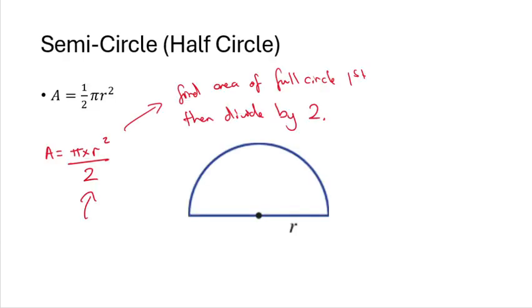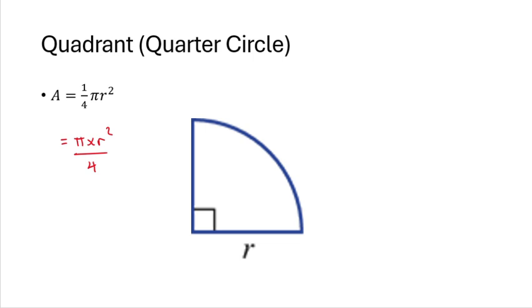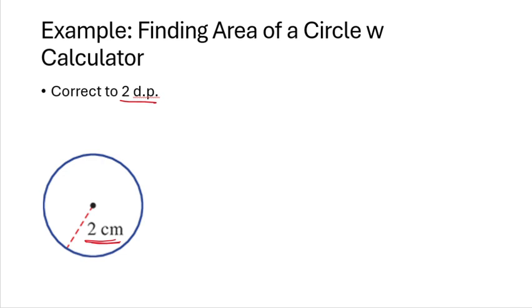Now you have semicircles, okay? So a semicircle is just a half circle. Looking at this diagram here, it's pretty easy to find. You can just use this formula that I've written down. Or what you can do is find the area of the full circle first and then divide that by 2. It makes sense. Now you have a quadrant, aka quarter circle. Same thing. You can do this, or you can find the area of the full circle first and then divide it by 4.